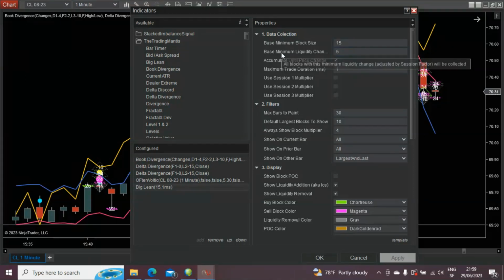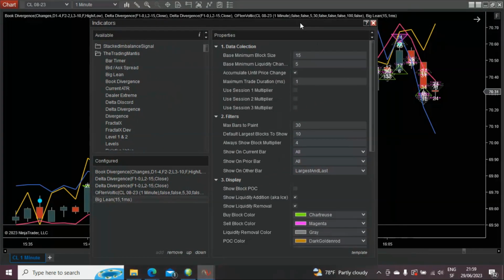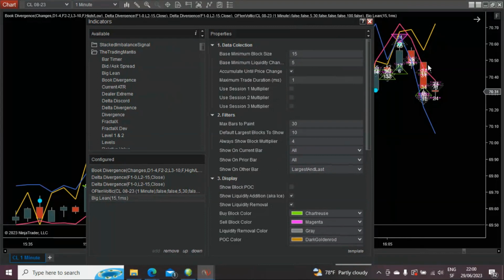This base minimum liquidity chain is basically if the indicator picks up the fact that a number of block trades are happening around the same area, it will add them together in a chain until there's a trade either in the opposite direction or the depth of market starts ticking in the opposite direction. Okay, so that's the Big Lean.